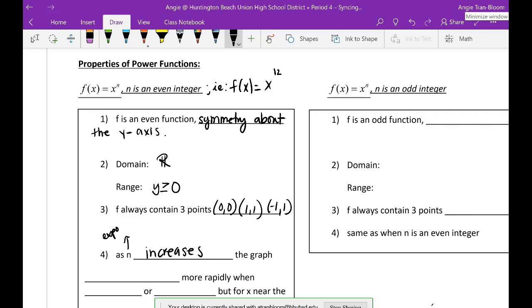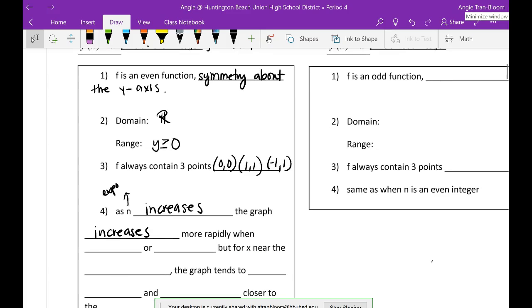Okay, take notes. As n increases, the graph increases more rapidly. That means it goes faster. So x squared is not going to increase as fast as x to the 10th. As n increases, the graph increases more rapidly, and this is where I'm going to answer your question, when we pick x values that are less than -1 or greater than 1.